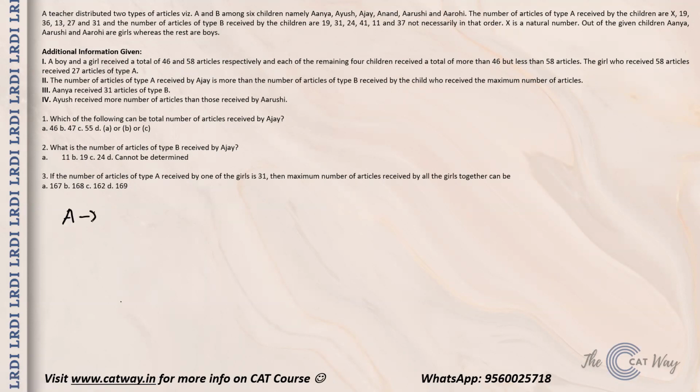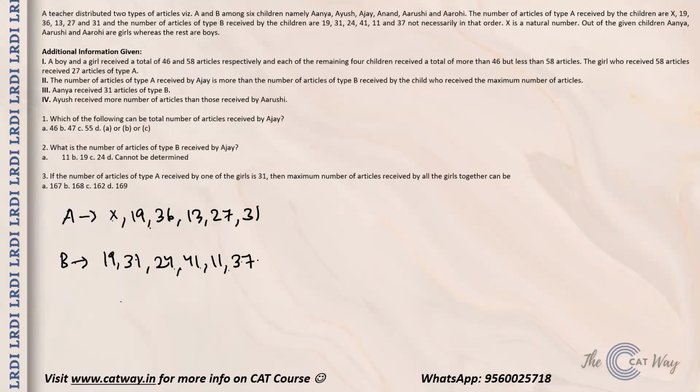Okay, so for type A, what do we have? We have X, 19, 36, 13, 27 and 31. And the number of type B articles among the children are 19, 31, 24, 41, 11 and 37. Not necessarily in the same order. Now, X is also a natural number. And out of the given children, Anya, Arushi and Arohi are girls, whereas the rest are boys.